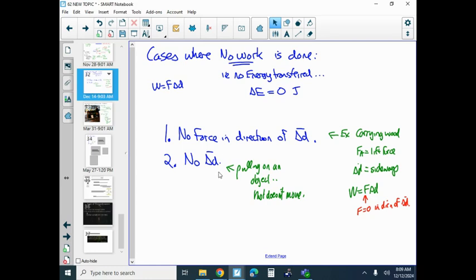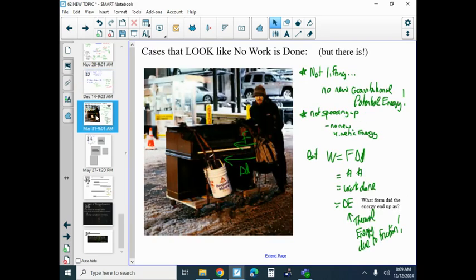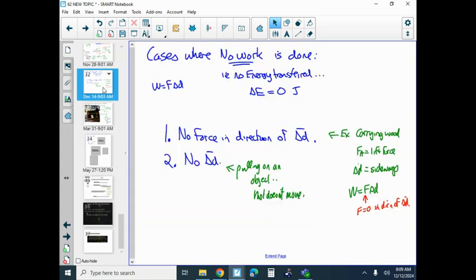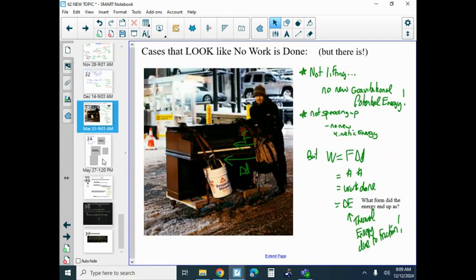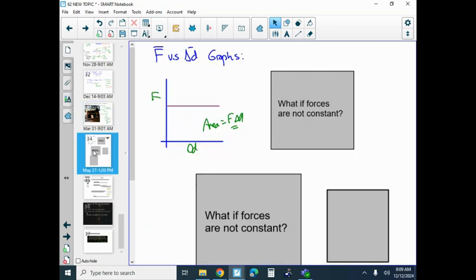So there are cases where there's no work done, but you think there is. There are cases where there is work done, but you might think there isn't. And yeah, energy is a little bit elusive to pin down. So you've got to be cautious of that and very deliberate in your analysis of things. Okay.